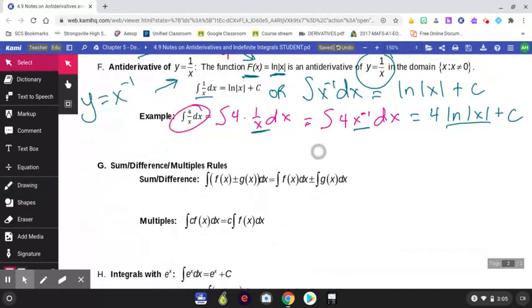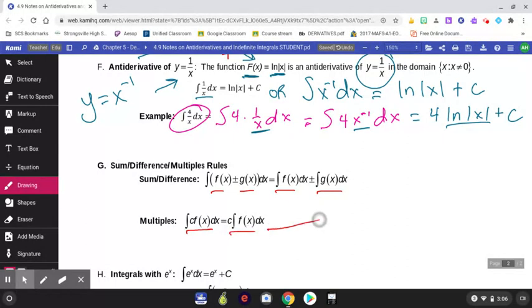These next two properties are properties that we have seen with the definite integrals. Remember, a definite integral is where I have those a to b limits. And the idea here is that if I am integrating two functions being added or subtracted, I can integrate them individually. And multiples means that if I'm integrating a function that has a coefficient, I could pull that coefficient out. That actually happens up here.